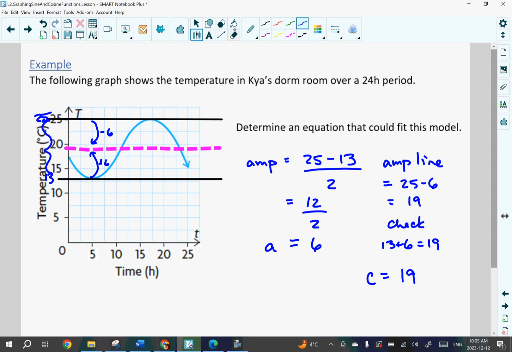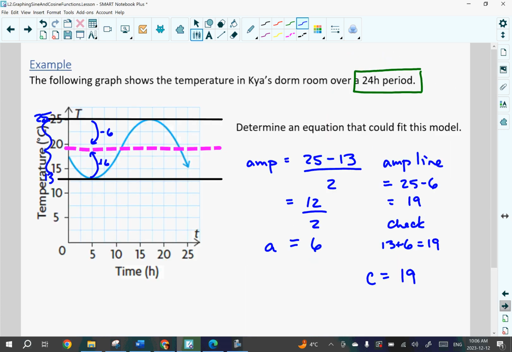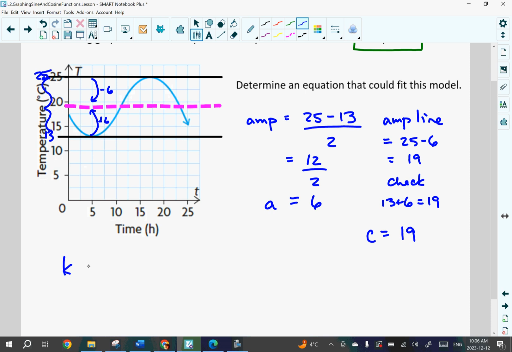Okay. What else do I need to know? They told us the period is a 24-hour situation. So we have to find out our K value. Let's go back over here. Period. If we're given period and we're trying to find K, we're going to use K equals 2 pi over period. So K equals 2 pi over our period, which is 24. That could be simplified to pi over 12. So our K value is pi over 12.